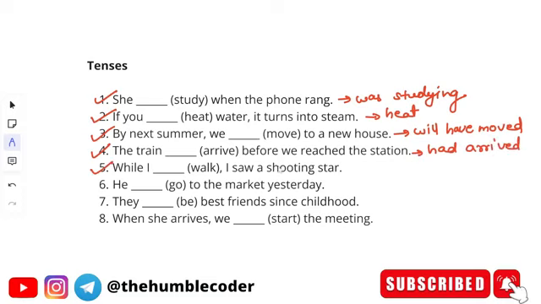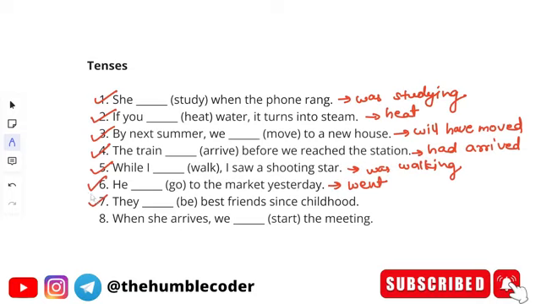Next question. While I walk, I saw a shooting star. So the correct answer will be while I was walking, I saw a shooting star. Moving on. He dash go to market yesterday. Yesterday means past tense, so you have to understand the tense of the sentence and then give your answer. So the correct answer will be he went to the market yesterday.